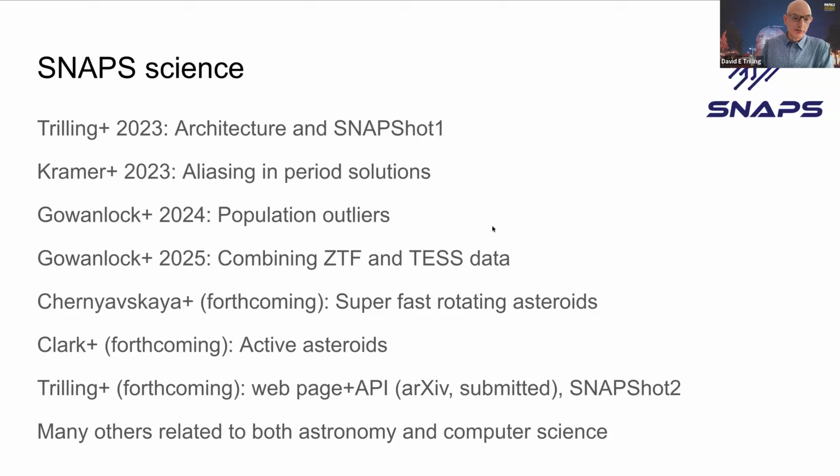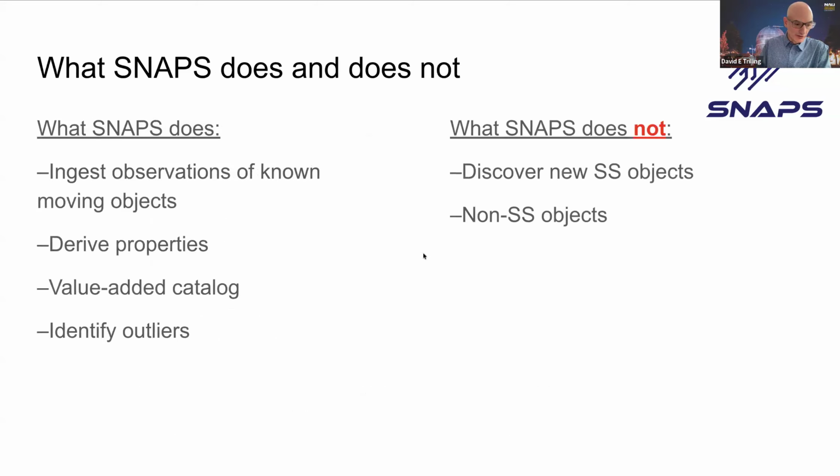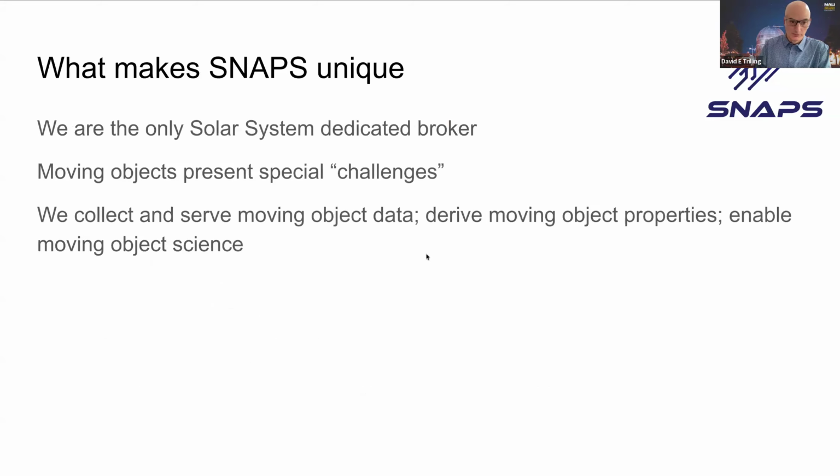Mike Gowanlock had two papers, one on population outliers, one about combining ZTF and TESS data. Maria Chernyavskaya has a forthcoming paper about super fast rotating asteroids. Aaron Clark has a forthcoming paper about active asteroids. Both of those are based on ZTF data. There's not sufficient LSST data yet to say a lot there. And then there's several things here under the forthcoming list.